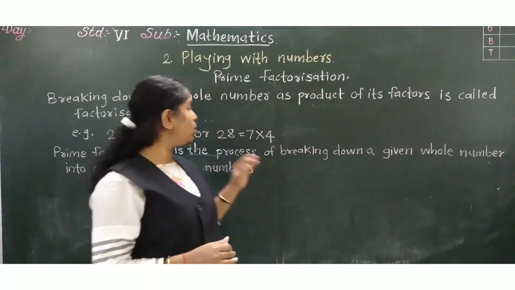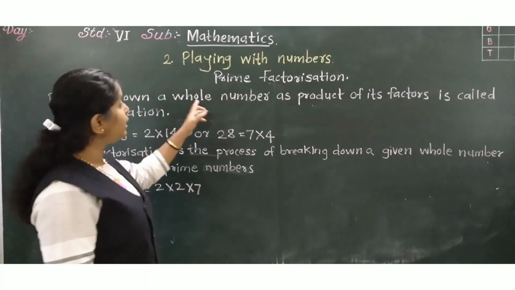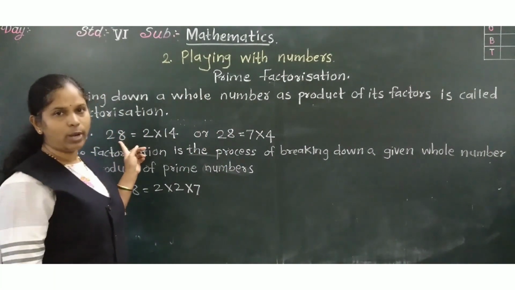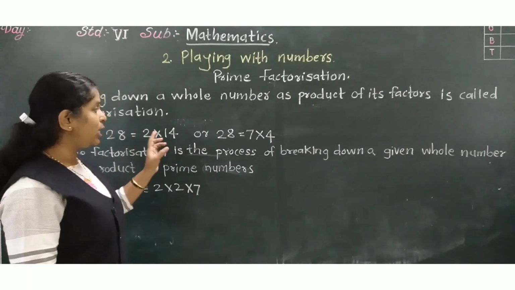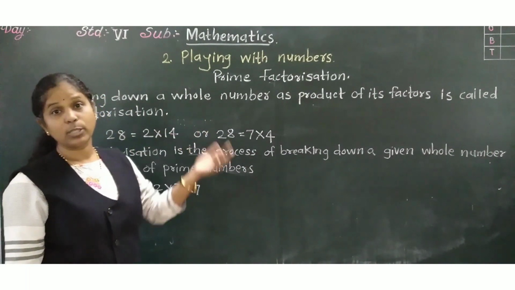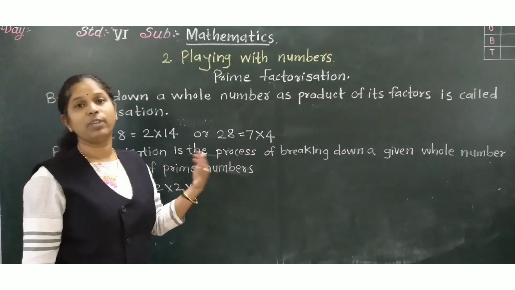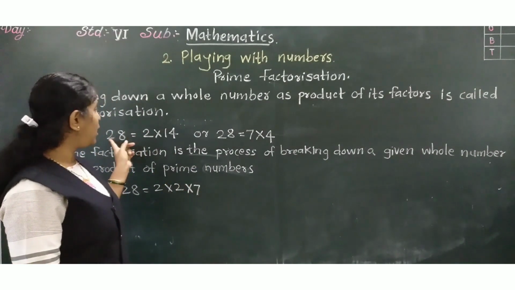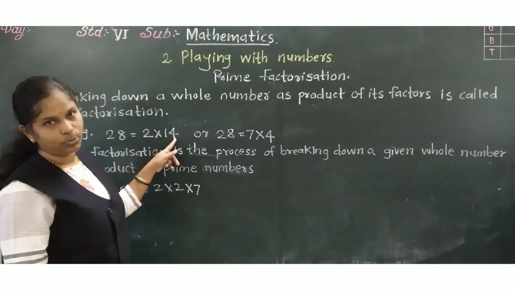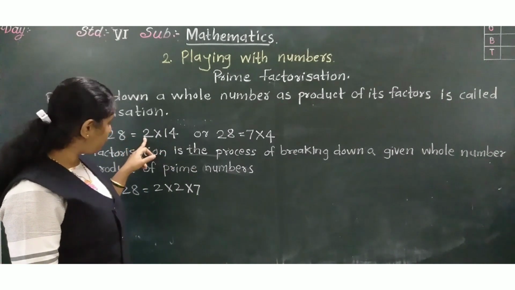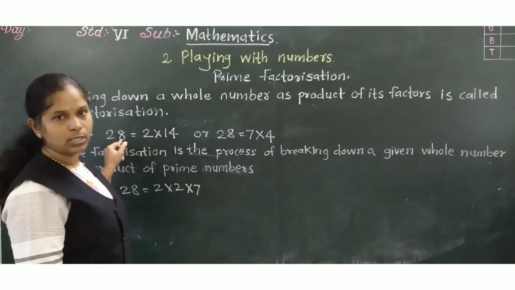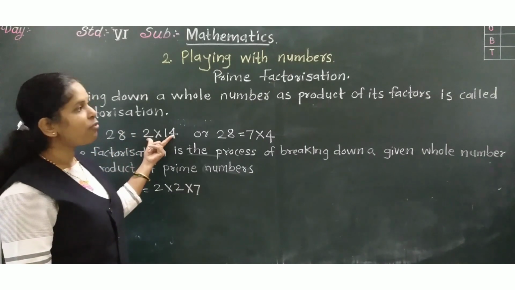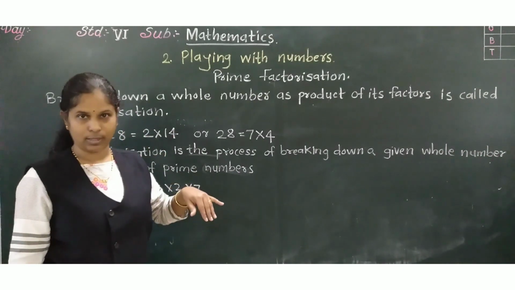Okay. So now see here, breaking down a whole number. Suppose 28. Here I have taken one example of 28. Breaking it down into its factors. Factors means the numbers by which we can divide the given number. Now we can divide 28 by 2 and 14. Correct? The product of 2 and 14 gives us 28. So breaking down a number as product of its factors is called factorization.